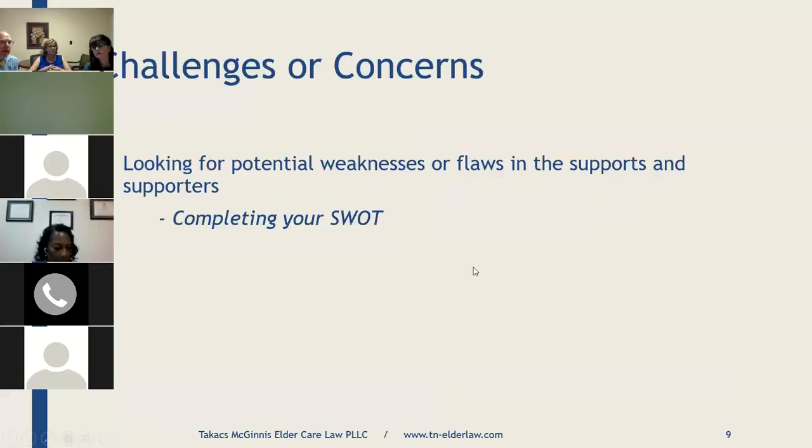C is for challenges or concerns. So now here we're looking for potential weaknesses or flaws in the supports and supporters. So this is really a part of completing your SWOT analysis. So where is the weakness in the plan?